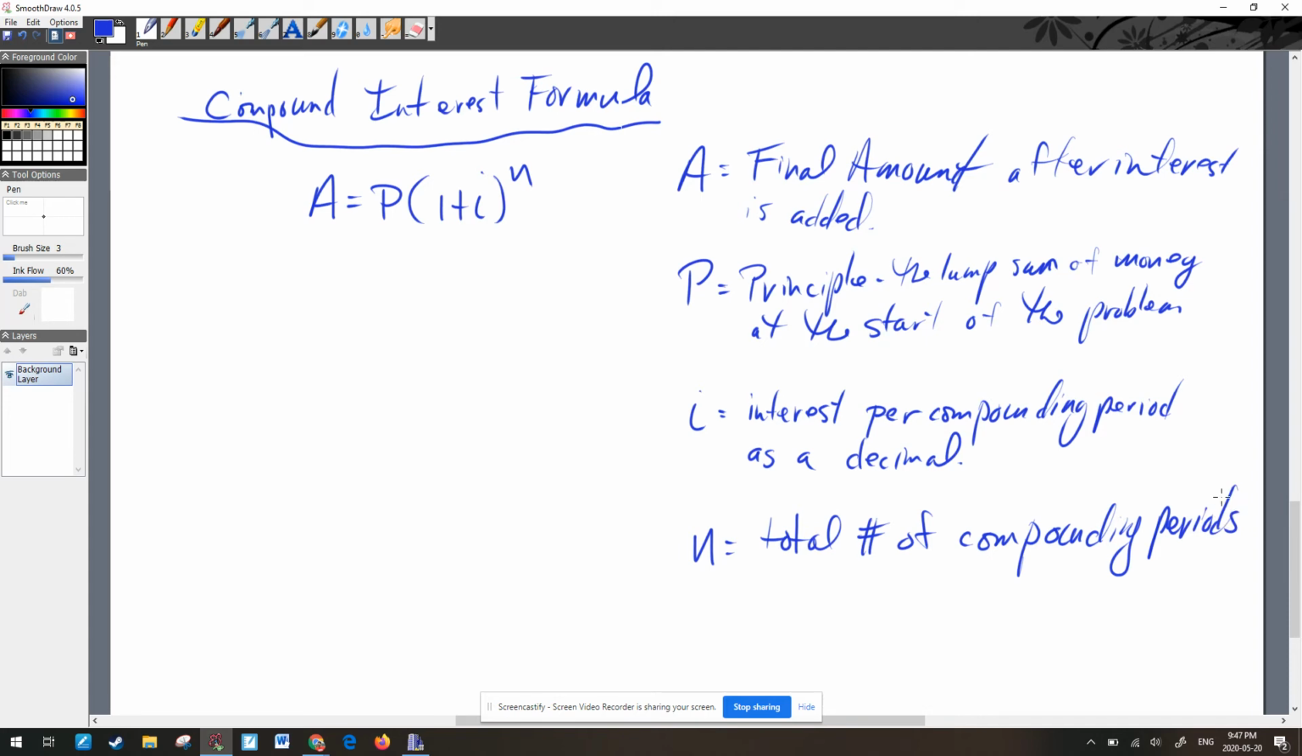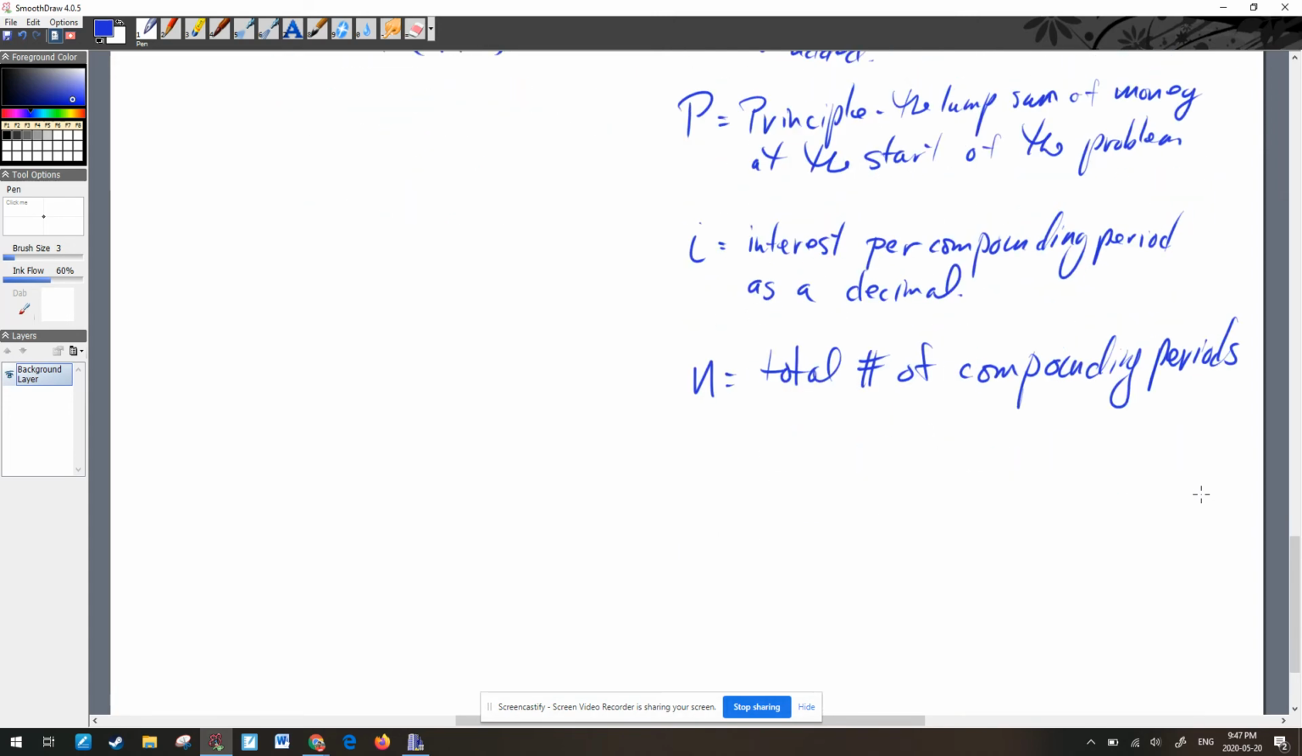Okay, so that's one version of the formula. I'm pretty much out of room. I'm going to write the alternate version of the formula here. And so it is FV equals PV bracket 1 plus I to the exponent n.